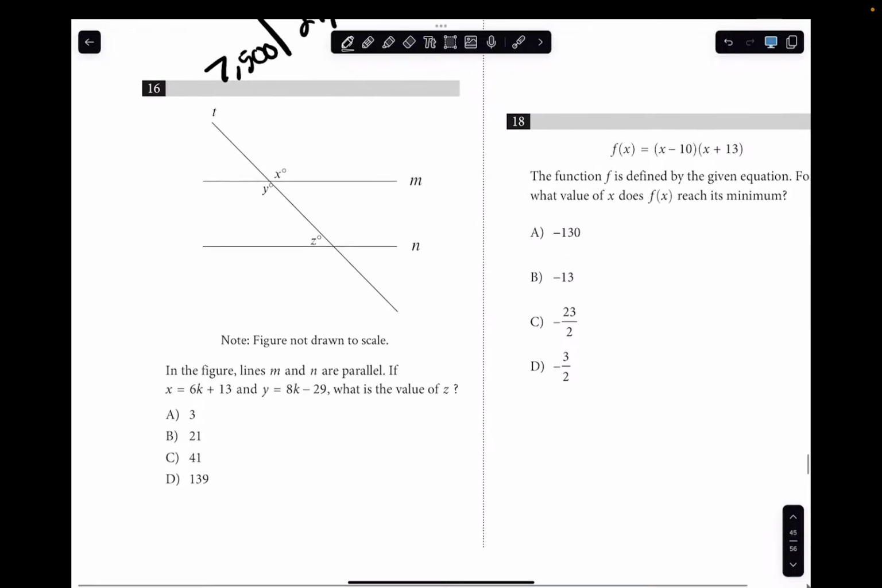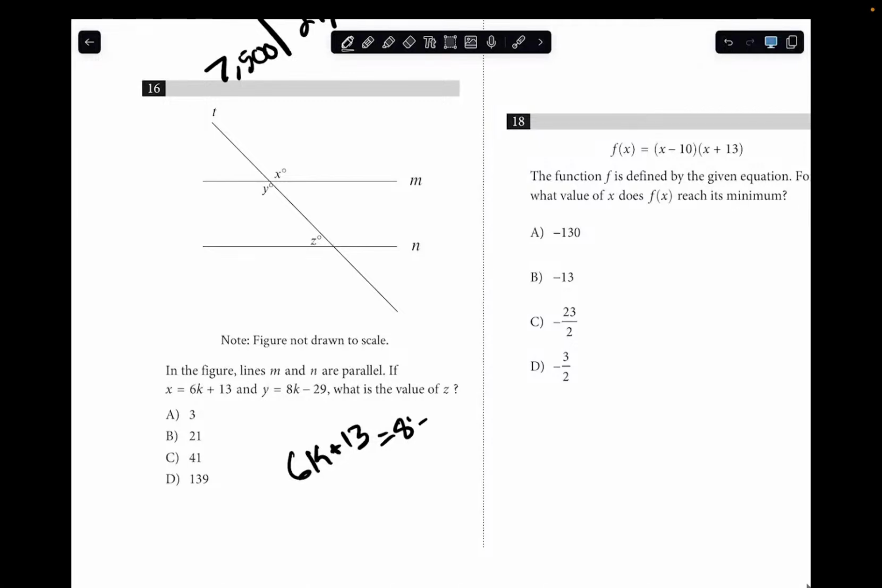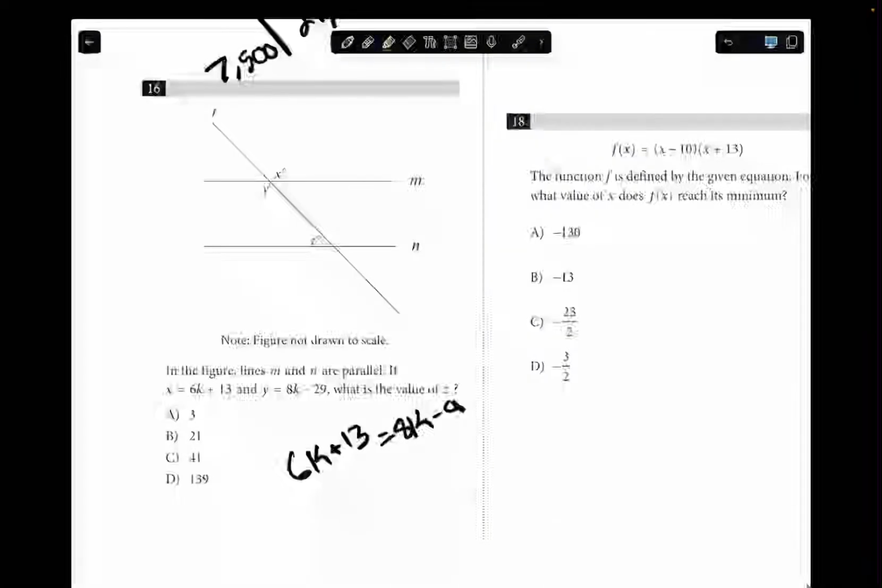All right. 16. In the figure, lines M and K are parallel, if x equals 6k plus 13 and y equals 8k minus 29. What is the value of z? It's interesting. So we can say that both of these values are equal to each other, right? Because they're parallel lines.